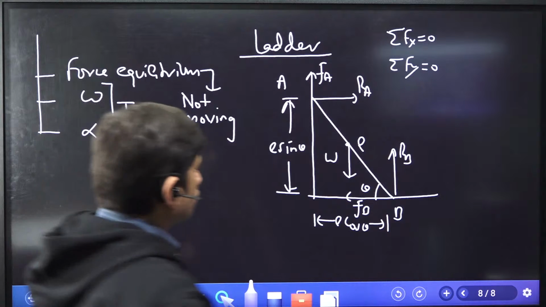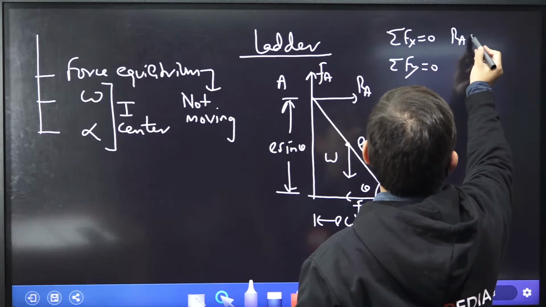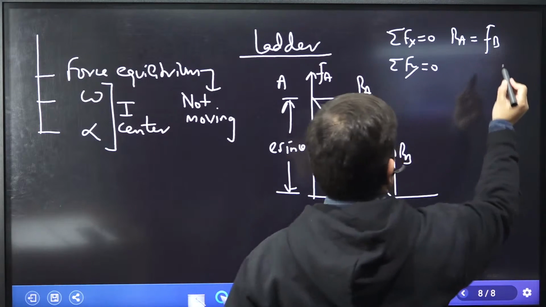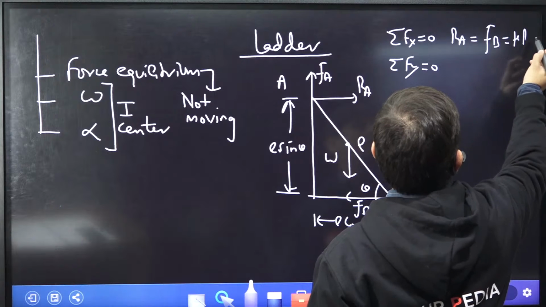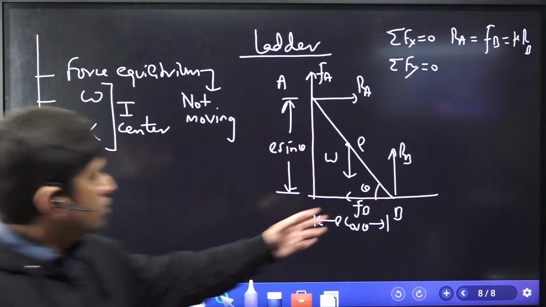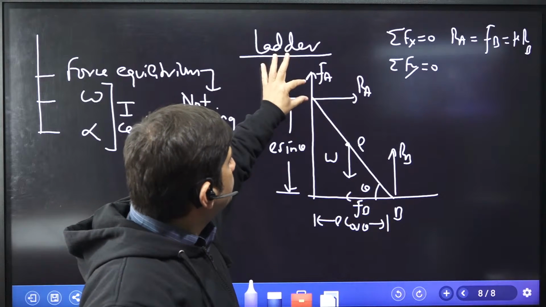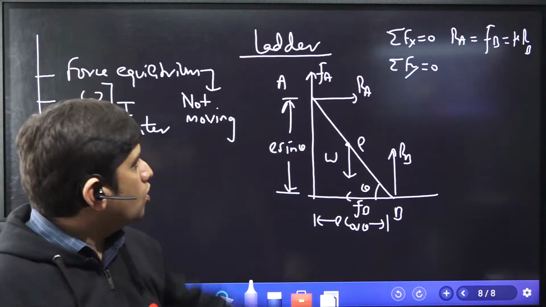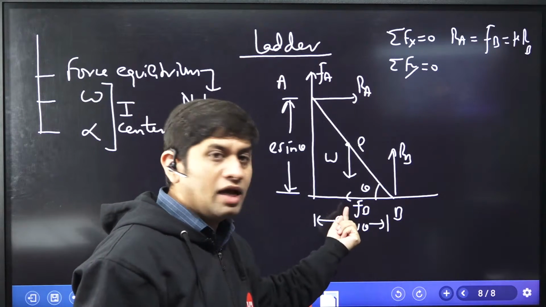So let's balance all the horizontal forces. Ra is equal to Fb. And what is Fb? Mu into Rb. What is mu? Coefficient of friction. Yesterday we did it. So mu into Rb is Fb. Mu into Ra is Fa. So horizontal forces, Ra is balanced by Fb.